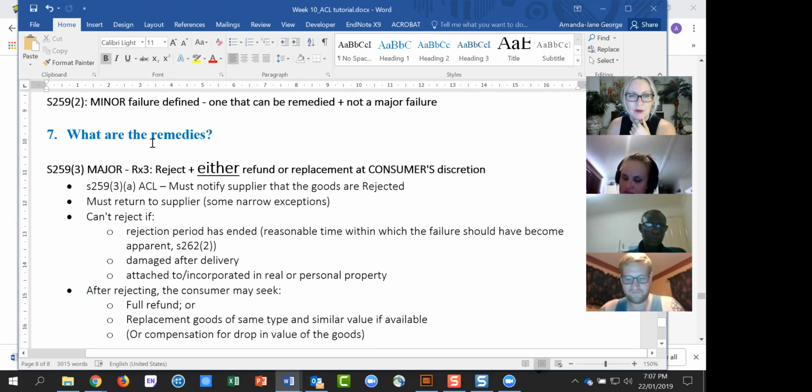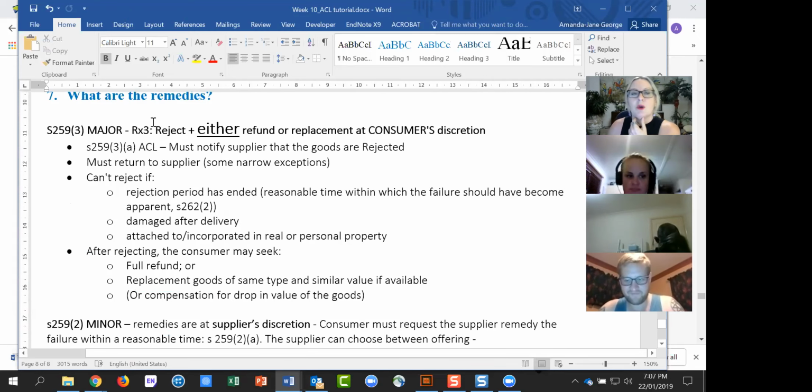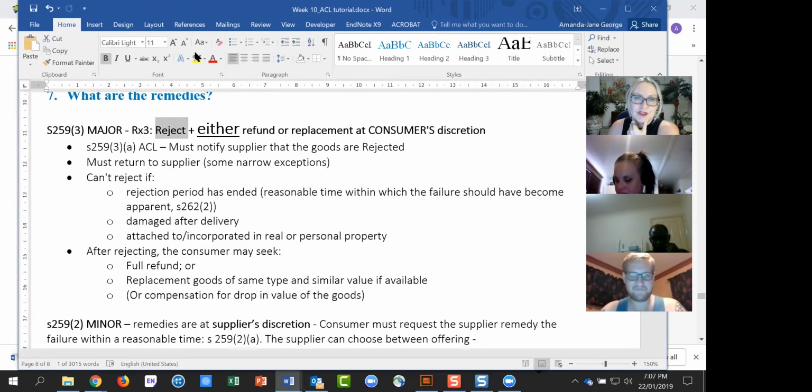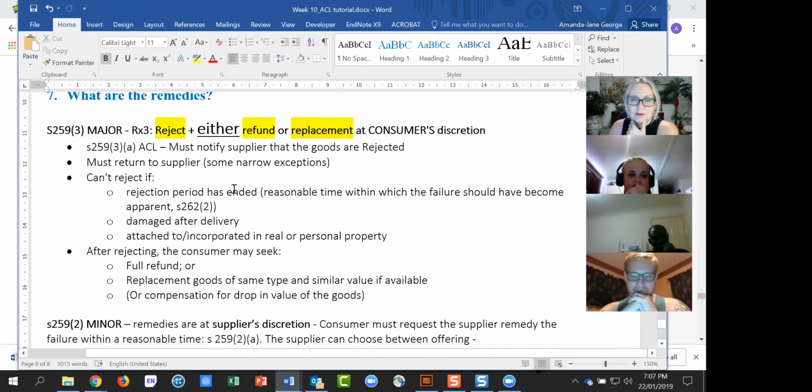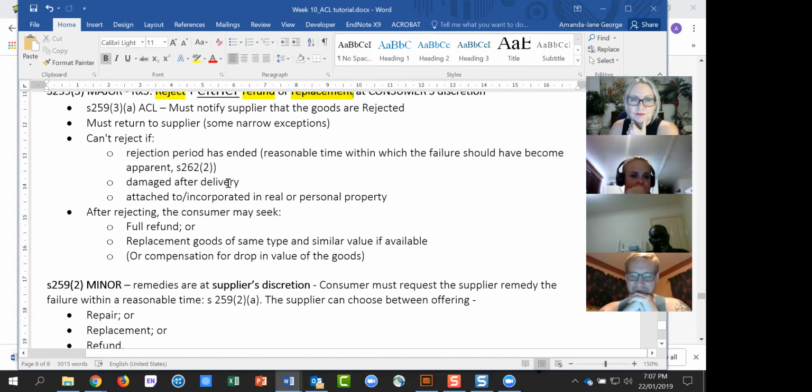Okay, so remedies. We've got the R times 3, remember? You've got to reject first, and then you get the choice: refund or replacement. Okay? Now we've got to look at the exceptions there.